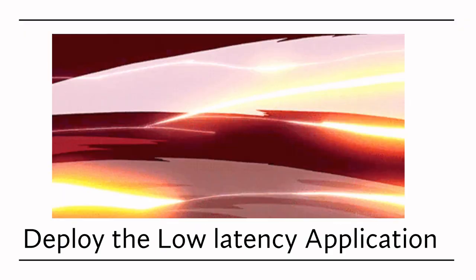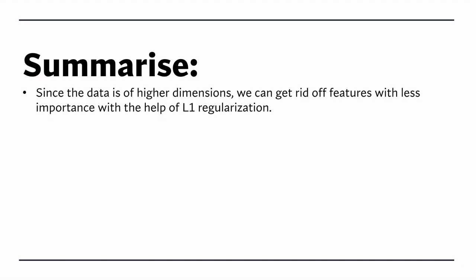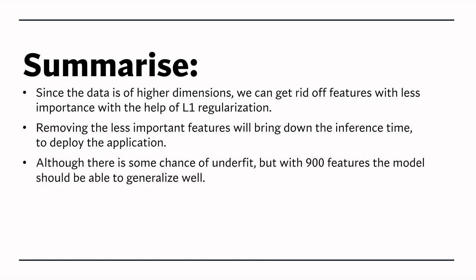With that, you can actually deploy your low latency application. Let's summarize all the points. Remember guys, this is how you will be speaking in an actual interview. Since the data set is of higher dimension, we can actually get rid of features with less importance with the help of L1 regularization. Removing the less important features will bring down the inference time so that you can actually deploy the application. Although there is some chance of underfitting, we are still having about 900 features, and that should be able to take care of the underfitting problem, and the model should be able to generalize well.